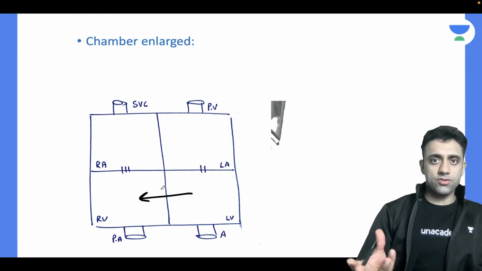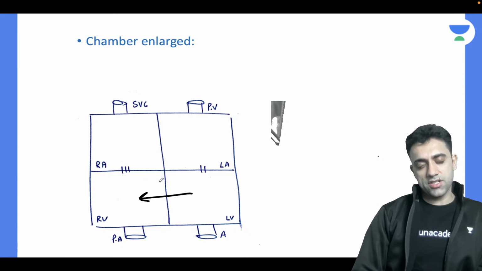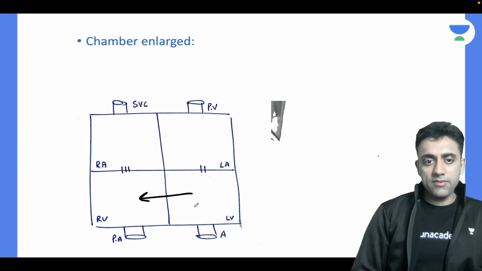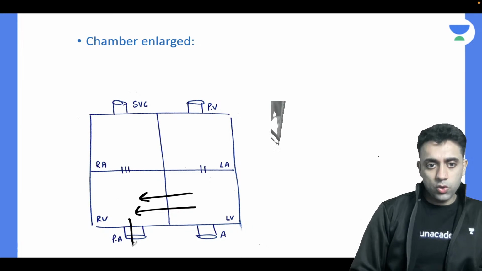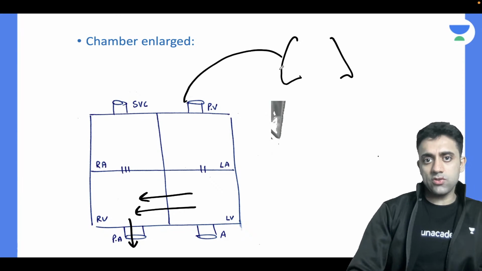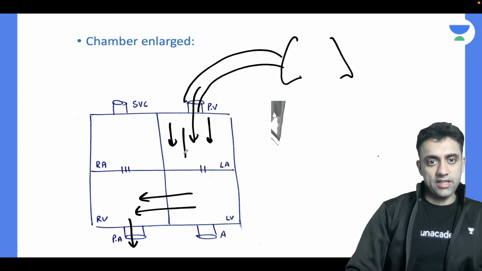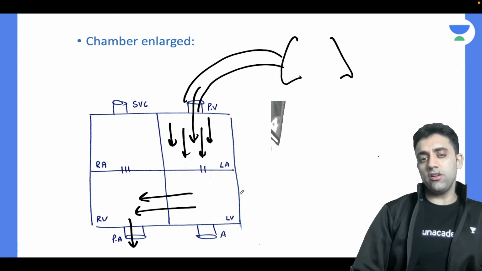See, it's some simple maths, okay? There's nothing great about this. What all chambers will enlarge in VSD? When the blood goes from the left ventricle to the right ventricle to the pulmonary artery, and then the blood goes towards the lungs, and again so much blood is entering into the left atrium. Too much blood, the whole pressure here is on the left atrium.